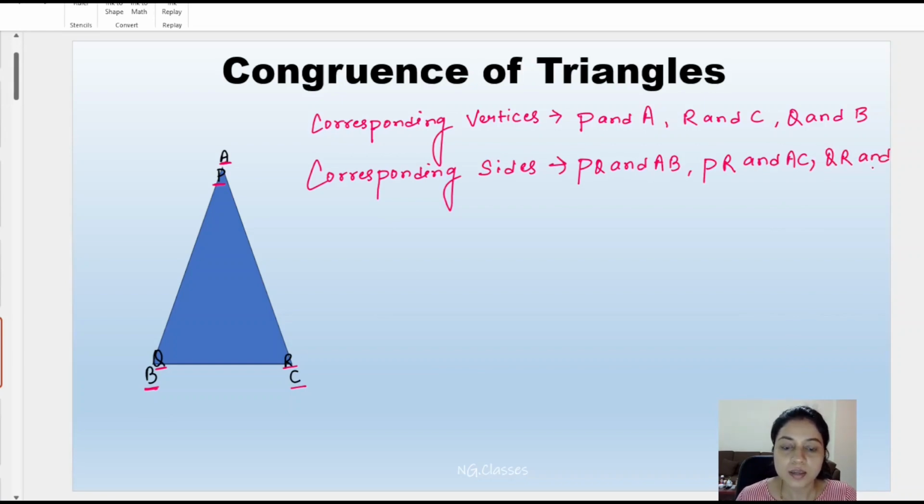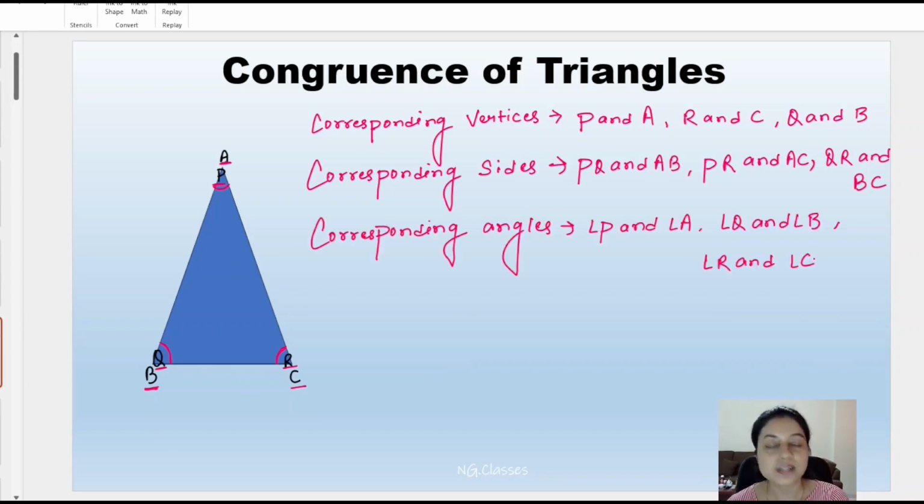Similarly, we can see angle P falls on angle A, angle Q falls on angle B, and angle R falls on angle C. These are called corresponding angles. Let's write it.